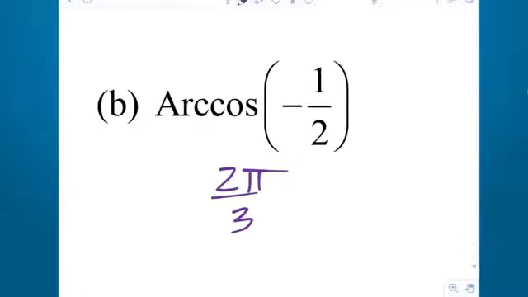All right, inverse cosine of 0. Pi halves? Good, because cosine of pi halves is 0. Arc cosine of 5/7.